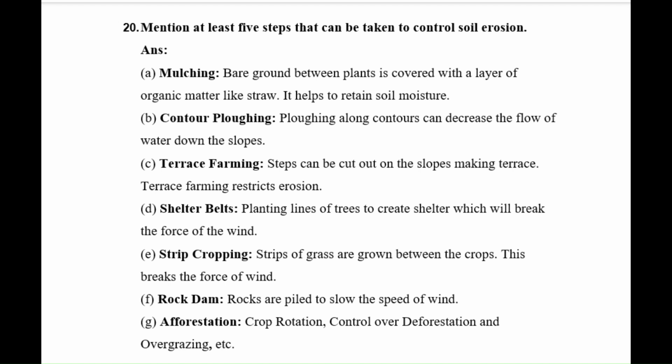D. Shelter belts. Planting lines of trees to create shelter which will break the force of the wind. E. Strip cropping. Strips of grass are grown between the crops. This breaks the force of the wind. F. Rock dam. Rocks are piled to slow the speed of water. G. Afforestation. Crop rotation, control over deforestation and overgrazing, etc.